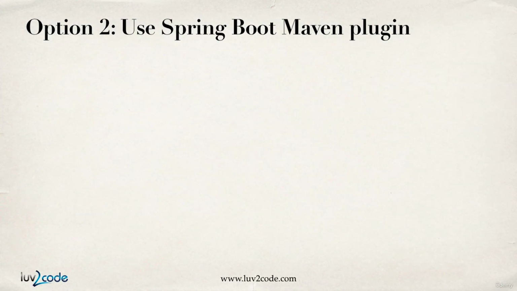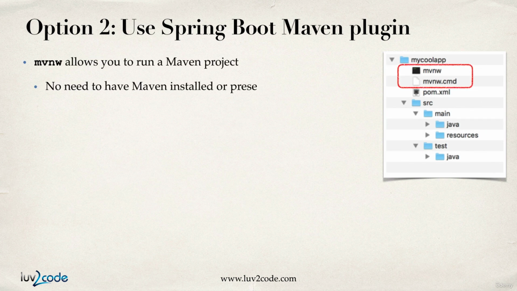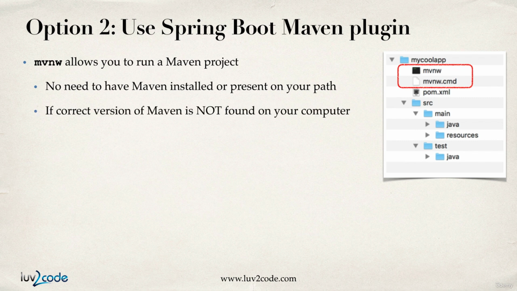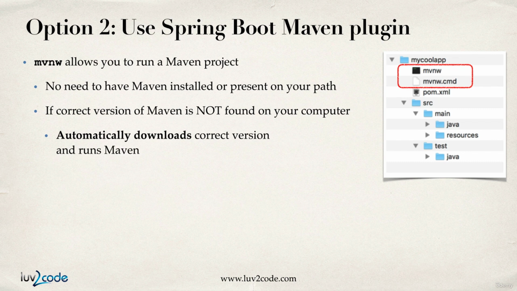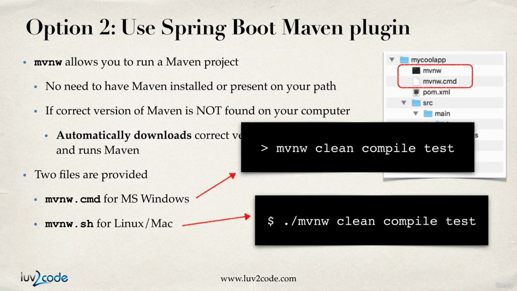Let's look at option two of using the Spring Boot Maven plugin. Remember, in our Spring Boot project, we have these Maven Wrapper commands. They allow us to run a Maven project. With the Maven Wrapper, there's no need to have Maven installed or present on your path. If the correct version is not there, then it'll automatically download the correct version of Maven. Remember, we covered this in a previous video. They give you two files from the Maven Wrapper: mvnw.cmd for Microsoft Windows, and mvnw for Linux and Mac.